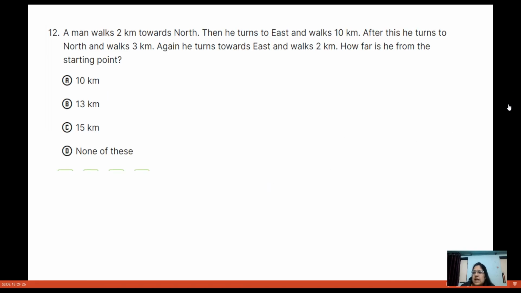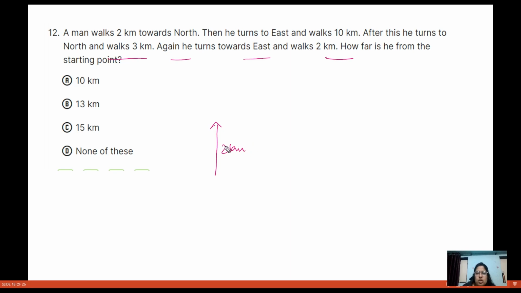Now look at this. A man walks 2 kilometers towards north. Then he turns toward the east and walks 10 kilometers. So this one will be one of the simplest questions. Whenever you get a lot of information in the question, please attend that question, because that question will be the simplest. So a man walks 2 kilometers towards the north.